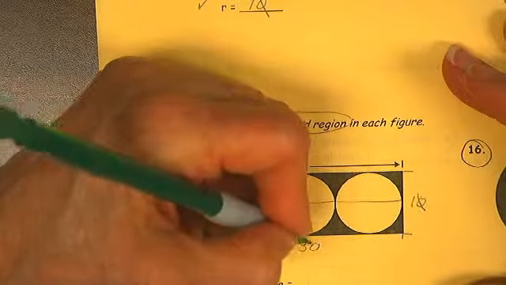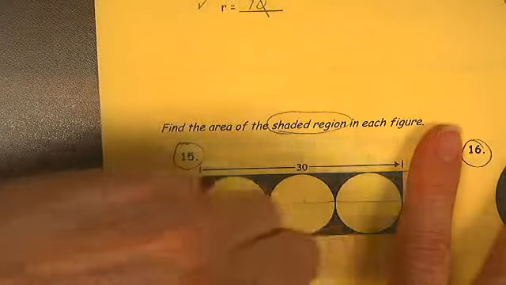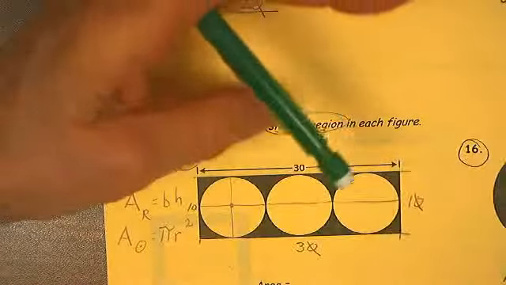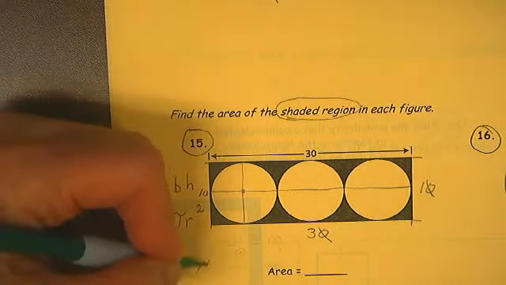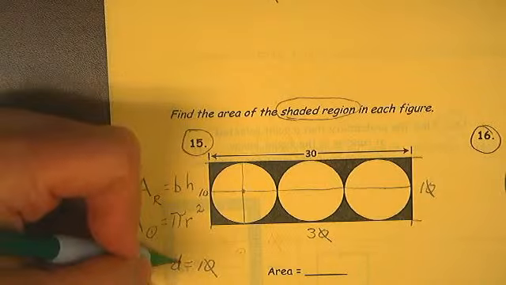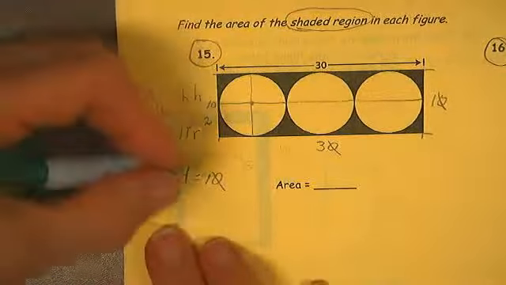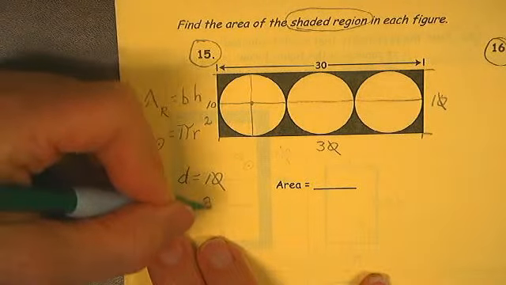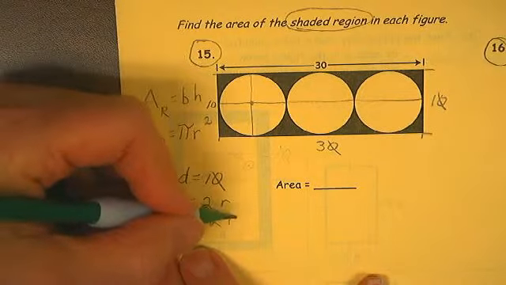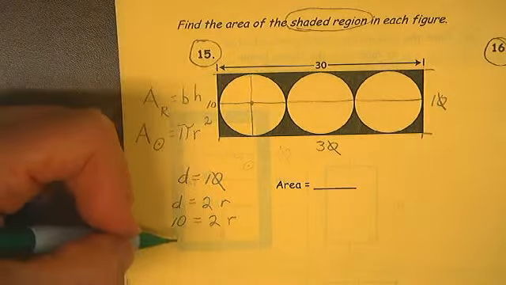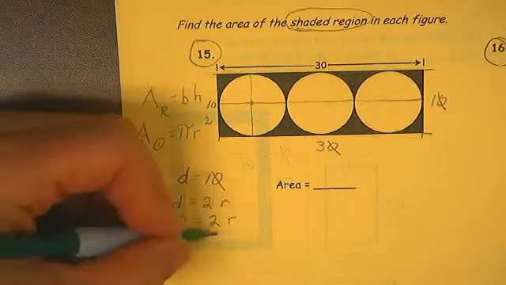Label everything you know how to label. So I will move my diameter of my circle equal to 10 down here. Now if my diameter is 10, the diameter is 2 times the radius. So 10 equals 2 times the radius. Divide both sides by 2. The radius is equal to 5.